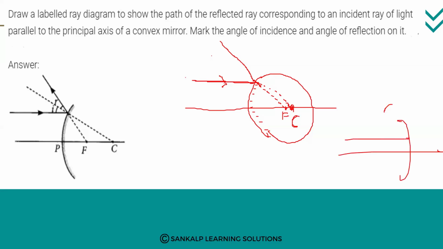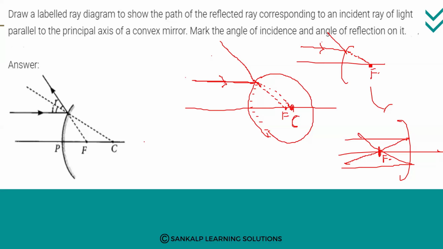So here, at one particular point, they will meet at a particular point, and this is the principal focus F. But in case of a convex mirror, what happens? This is the principal axis and the ray is coming parallel to the principal axis. It goes like this, but if you drag it backward, it meets at this point. That means it appears to meet at this point, which we call the principal focus here.